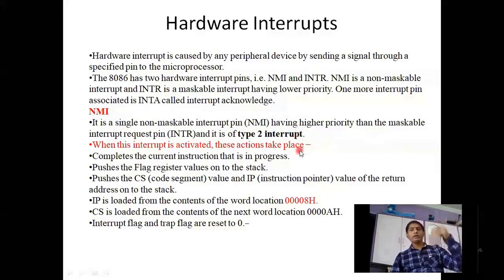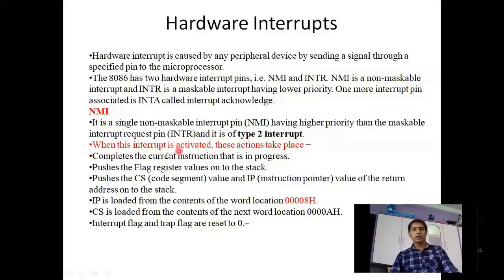So type 0, type 1, type 2, like that up to type 255 interrupts are present. In the software interrupts we'll see all those types. NMI comes under type 2 interrupt. This is important. So let's see when this interrupt is activated. Whenever NMI is activated, what happens?